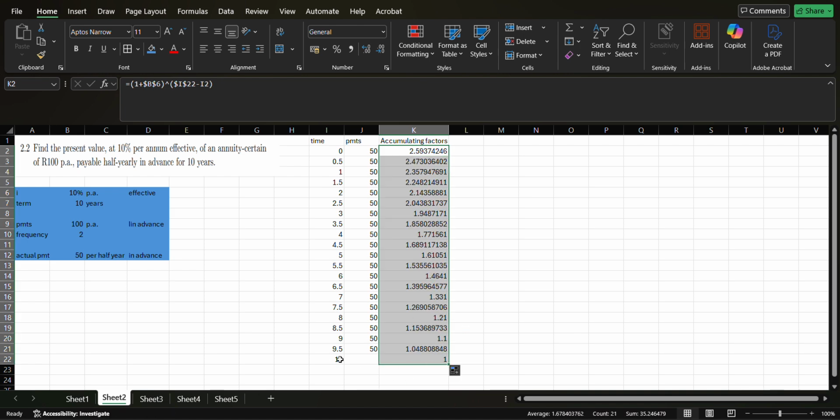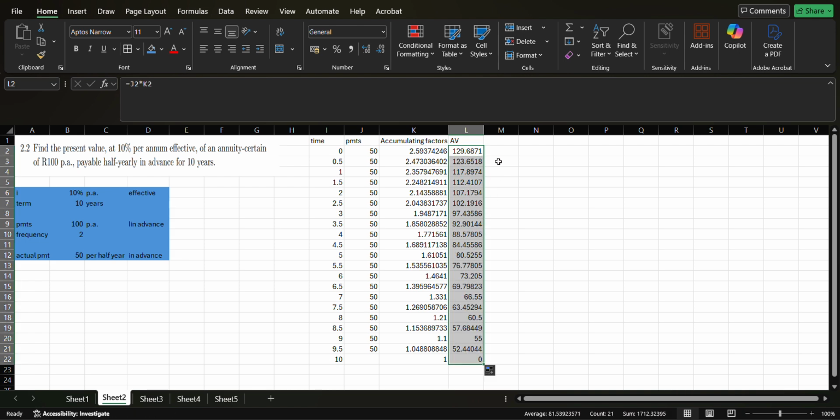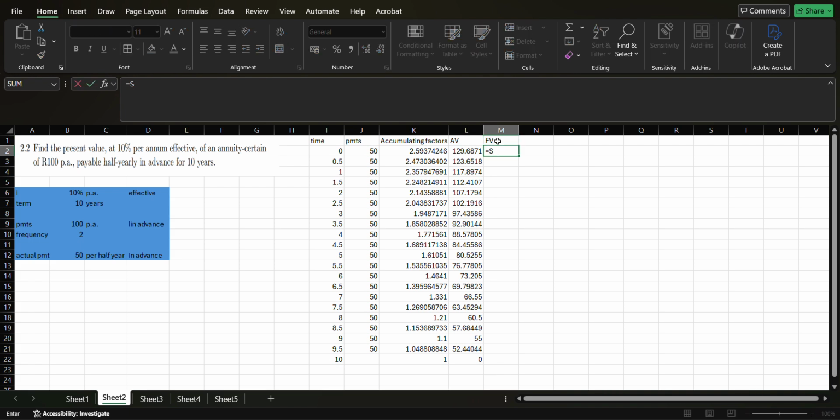And it makes sense that if a payment is at time 10 and you want to accumulate it to time 10, it will be 1 plus i to the power of 0. So you just multiply that payment by 1. So just take note of that difference. And then we'll have our accumulated values here, which will just be the payment times the accumulating factor at each time. And the future value will just be the sum of this entire column.